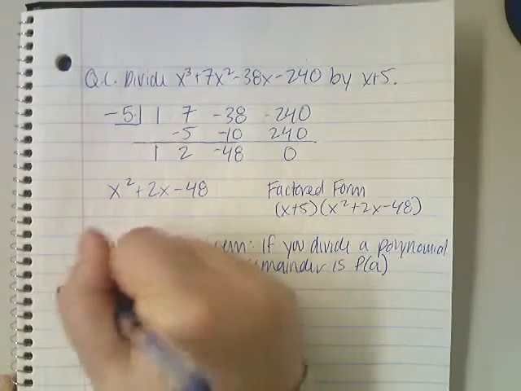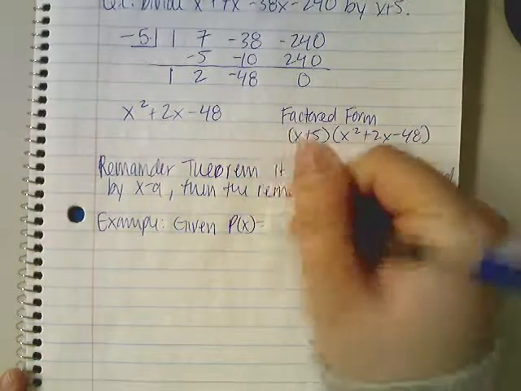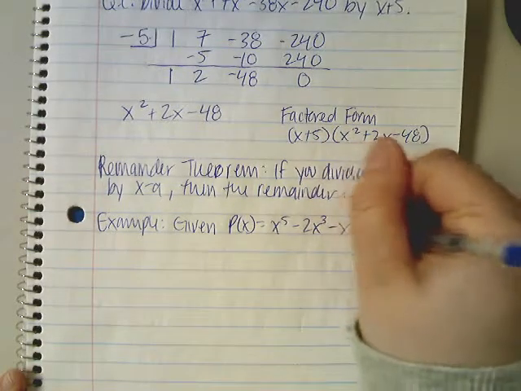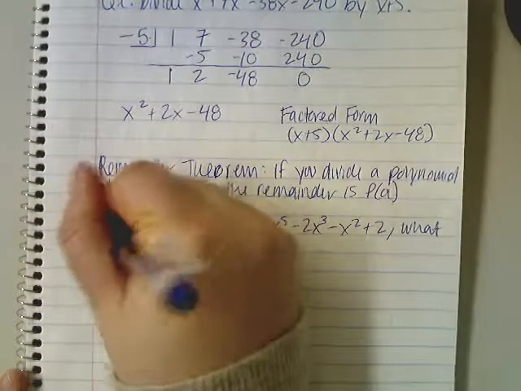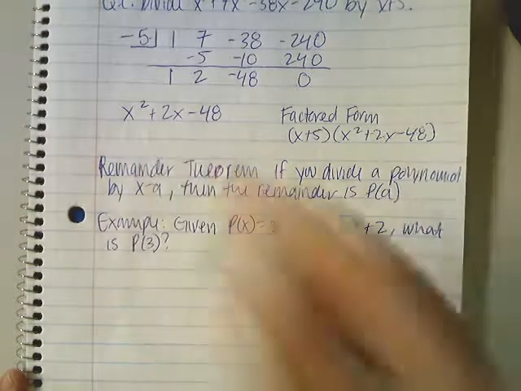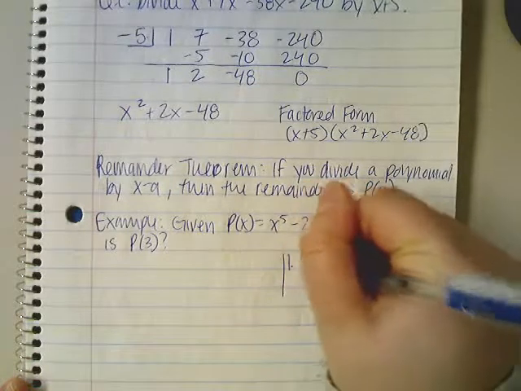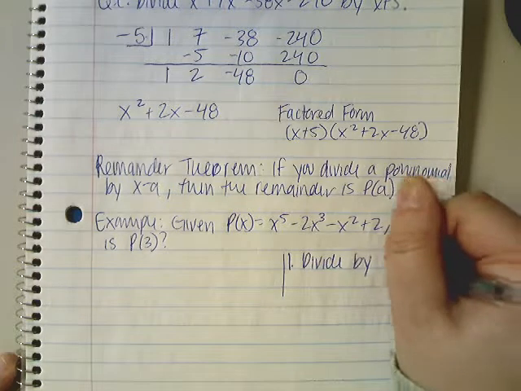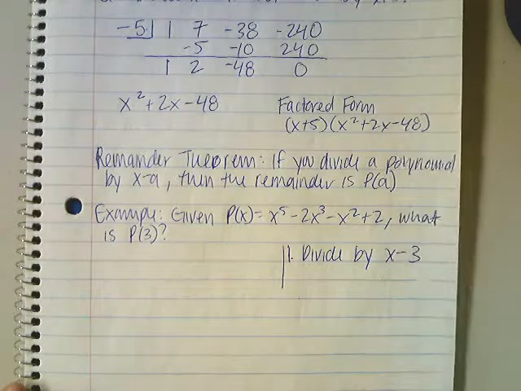So to demonstrate this point, I'm going to do a little example. Given that p of x is equal to x to the 5th minus 2x cubed minus x squared plus 2, I want us to figure out what is p of 3. Ultimately, we're going to divide the original polynomial by x minus 3. So again, I put it in the form x minus a, so I'm dividing by x minus 3.